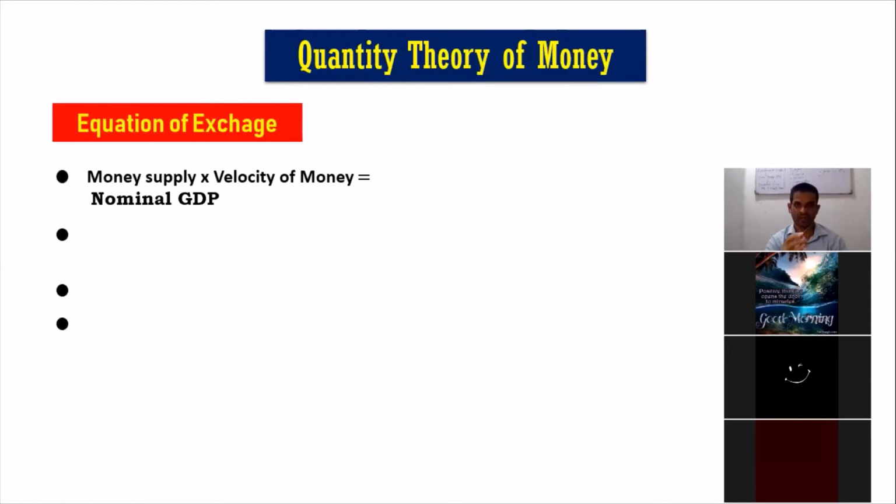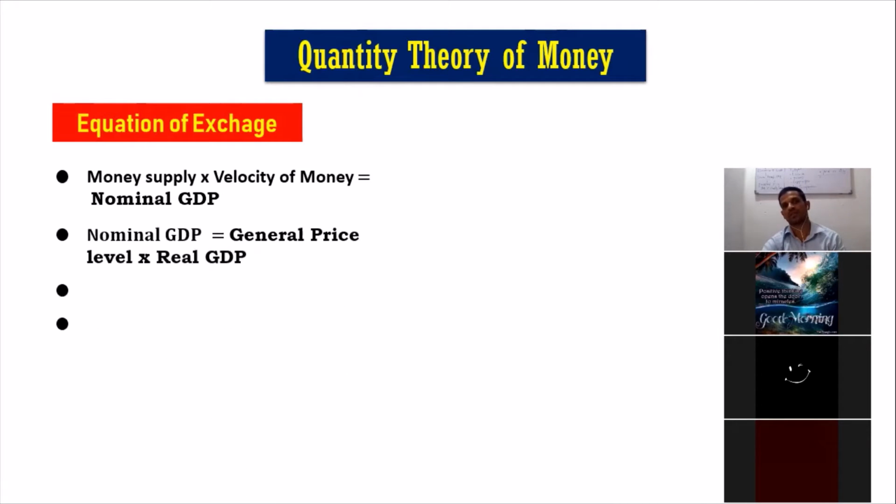what is the first point then? Quantity theory of money is explained with the equation of exchange. And the equation of exchange denotes that money supply into velocity of circulation, velocity of money, equals nominal GDP. Nominal GDP means general price level into real GDP. That's it. Nominal GDP equals general price level into real GDP.